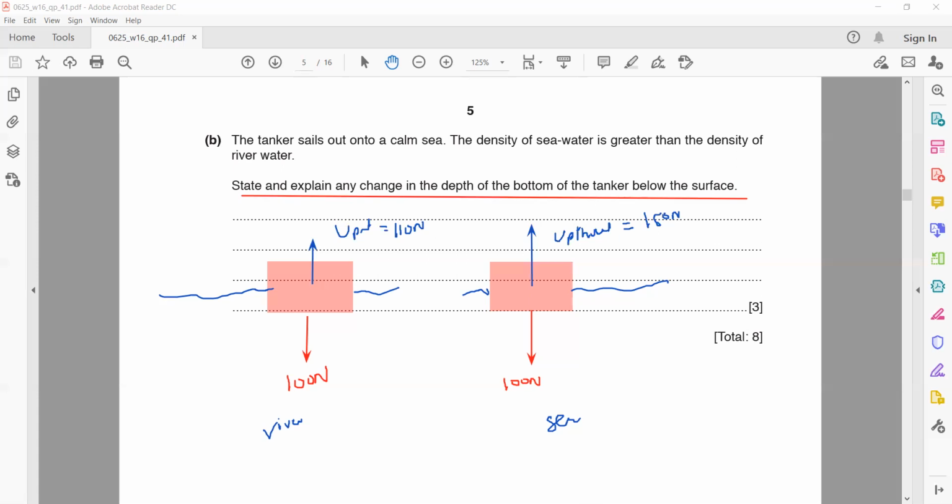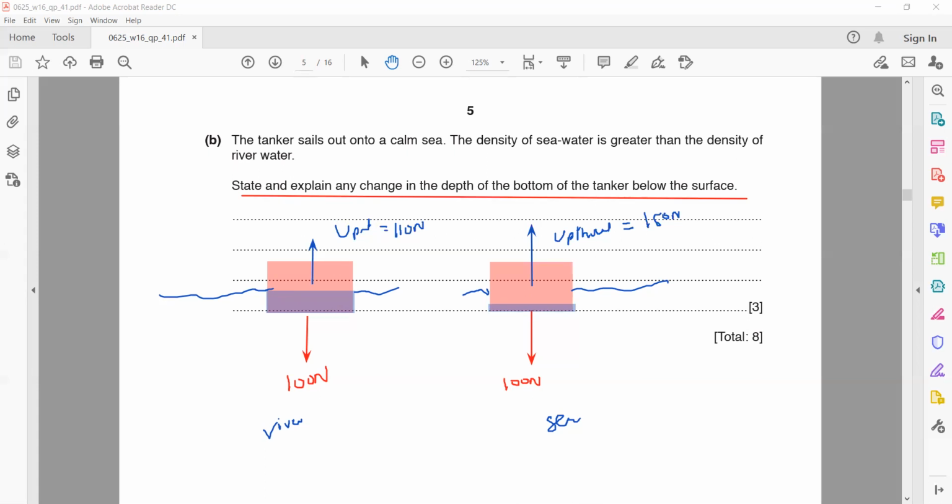So as there is a greater upward force compared to the weight, a smaller amount of the object will be underwater. But here, the river water upthrust is smaller. So if its upthrust is smaller, a greater depth or greater volume of the object will be inside the liquid.